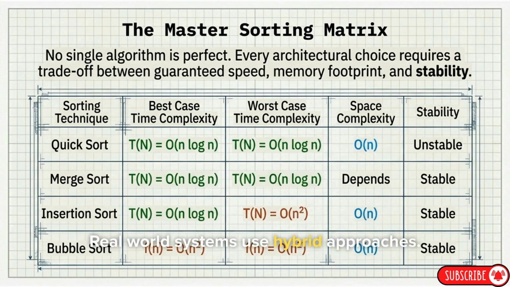Real-world systems use hybrid approaches. Python uses timsort. C++ uses introsort. This is where algorithm theory becomes engineering architecture. The goal is not to memorize algorithms. The goal is to choose the right tool for the right system.